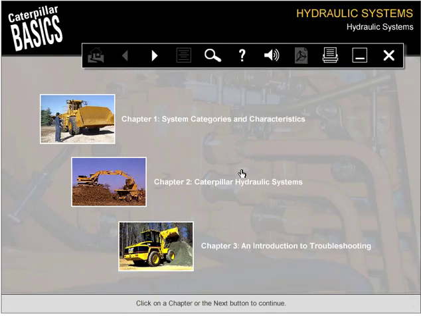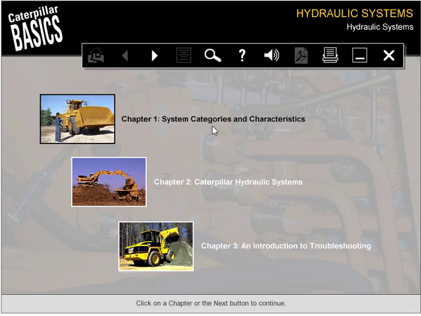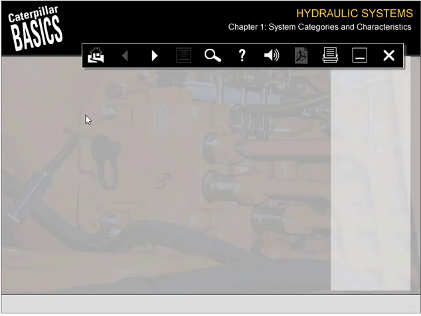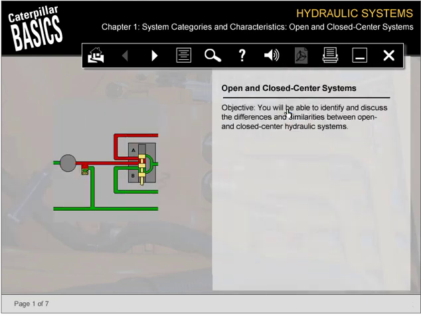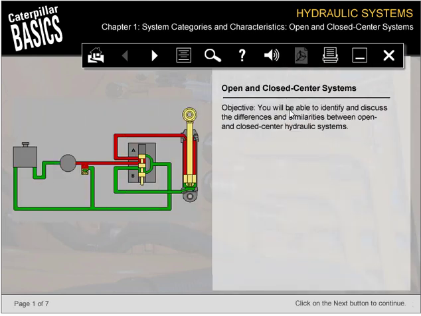This chapter on systems contains information you need to know to effectively discuss the operation, characteristics, and use of mobile hydraulic systems in Caterpillar machines. Objective: you'll be able to identify and discuss the differences and similarities between open and closed center hydraulic systems.